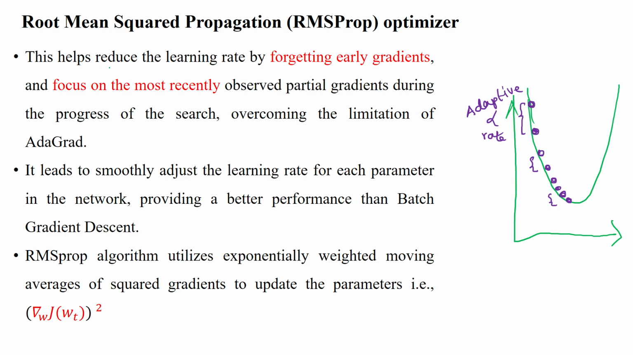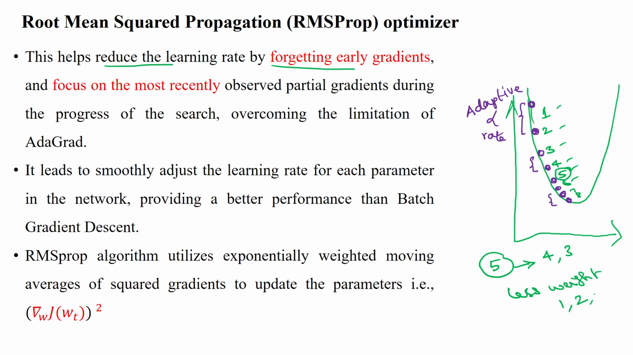The squared gradients are used to reduce the learning rate by forgetting the earlier gradients. That means epoch 1, epoch 2, epoch 3, epoch 4, epoch 5, epoch 6, that is iteration 1, iteration 2, iteration 3, and so on. Suppose you take iteration or epoch 5: it will give more weightage to the fourth and third gradient values, but less weightage to the gradient values of the first and second epoch updates. This is used to overcome the limitation of AdaGrad.